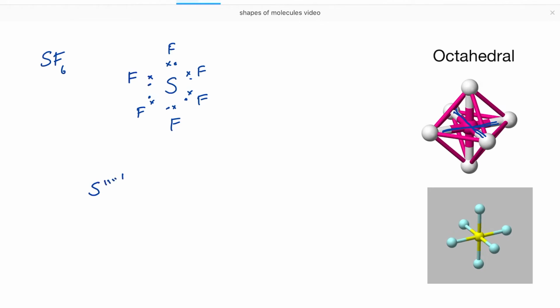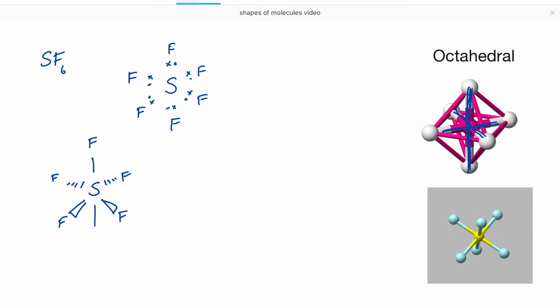So I've got 2 fluorines going back in 3-dimensional space, 2 coming out towards me. And then if we were to put a spike through our piece of paper, that's where the second two fluorines are. So one above and one below the plane. The bond angle here, either between the fluorines in the plane or between those two, is 90 degrees.